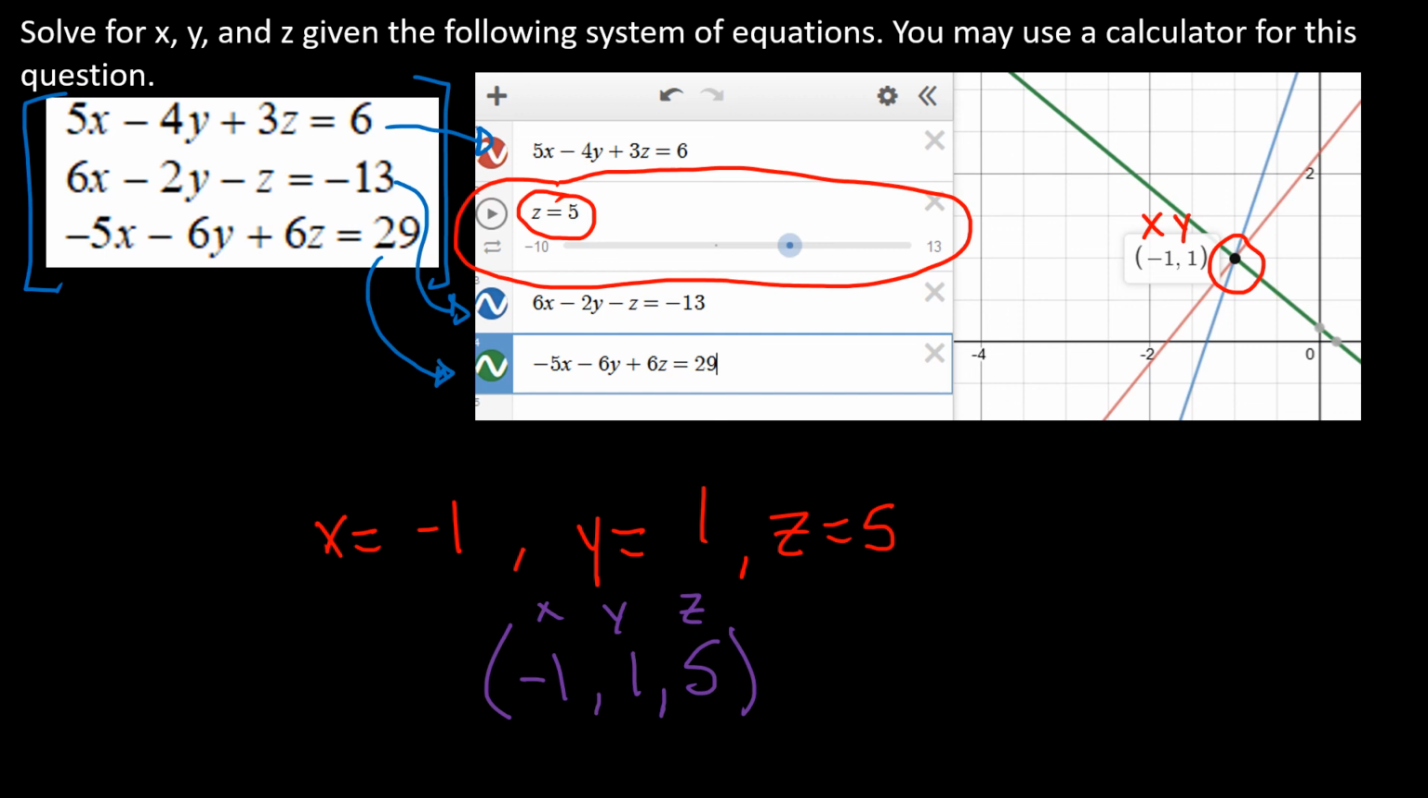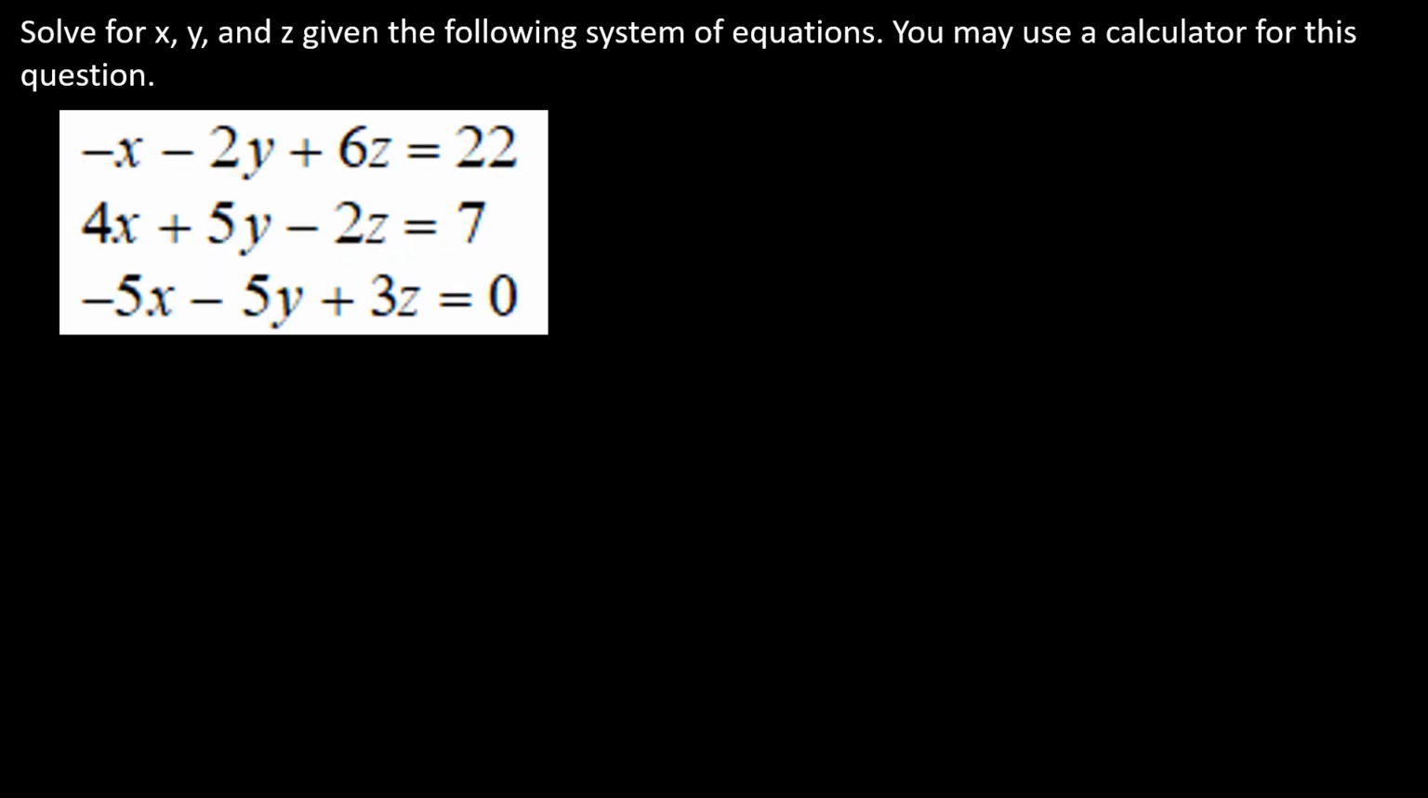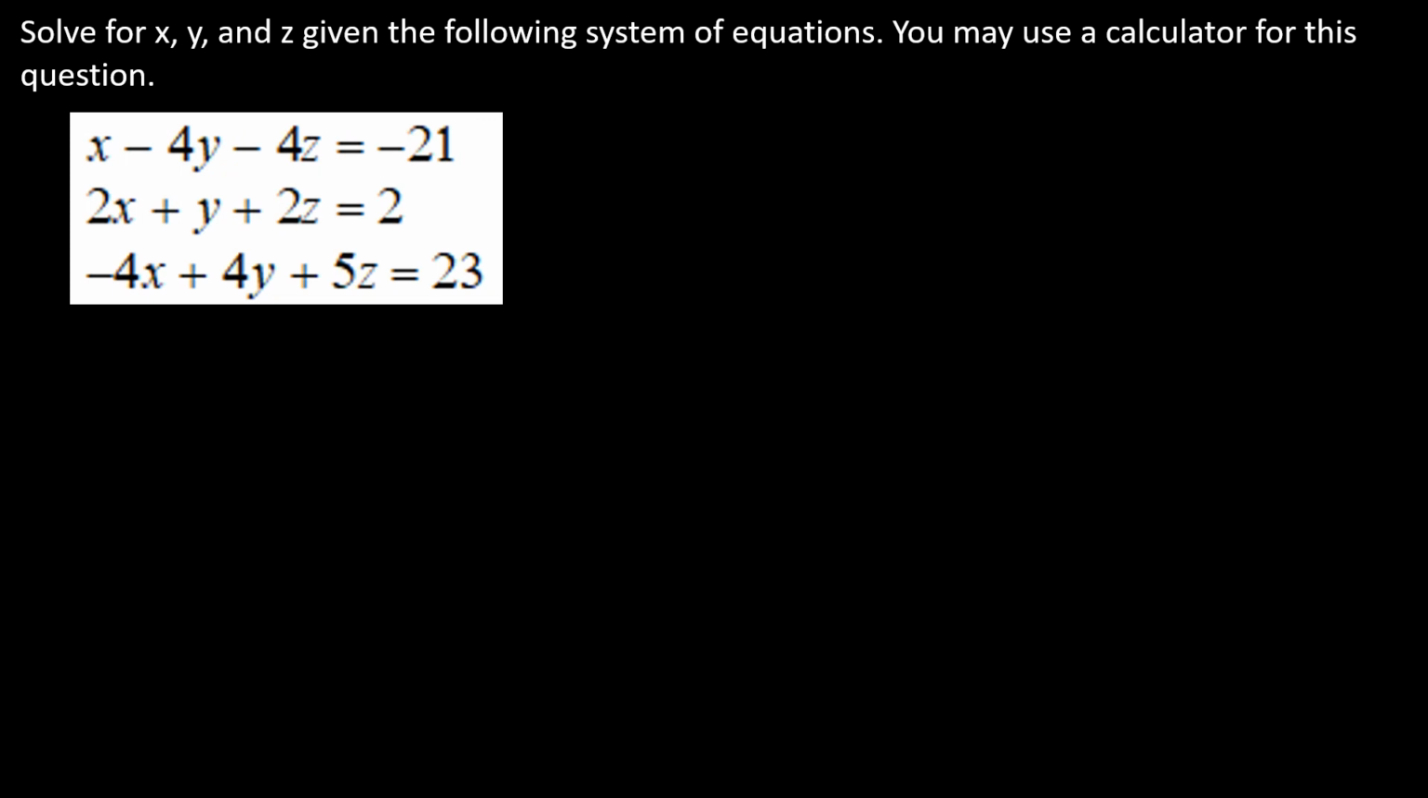Okay, you're going to practice this on your own in just a bit. So on this question, you're going to do the exact same thing with Desmos. You're going to put in all three of these equations in Desmos. Use the slide bar to manipulate where the lines will intersect and identify your x, y, and z. And you'll do that here on the last question.